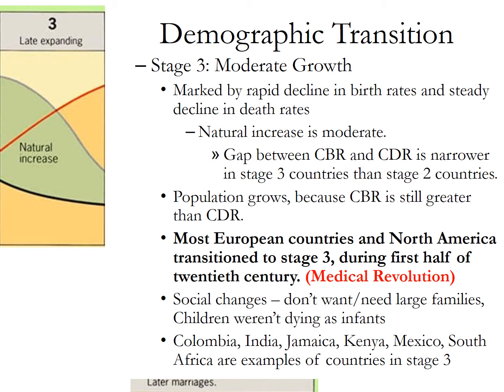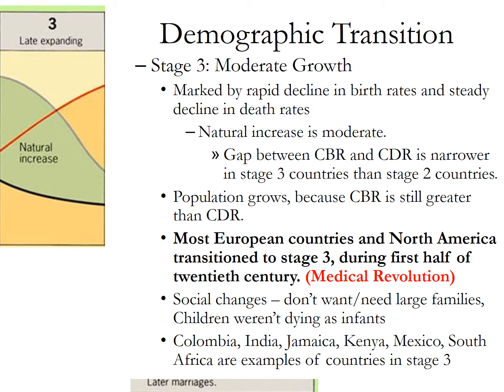move to stage 2. But it's not all medicine that causes this, because if it was just medicine and people living longer, the death rates would have dropped, but the birth rates would have stayed high. So this is where we have seen the culture change behind having kids, right? We now don't want or see a need for large families. We don't have to have them.